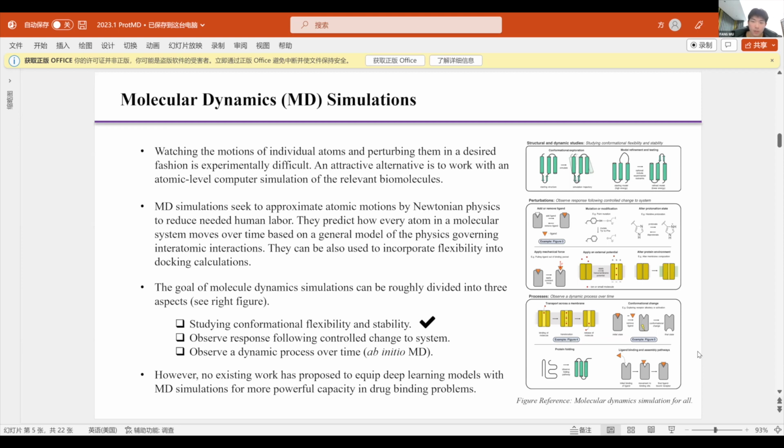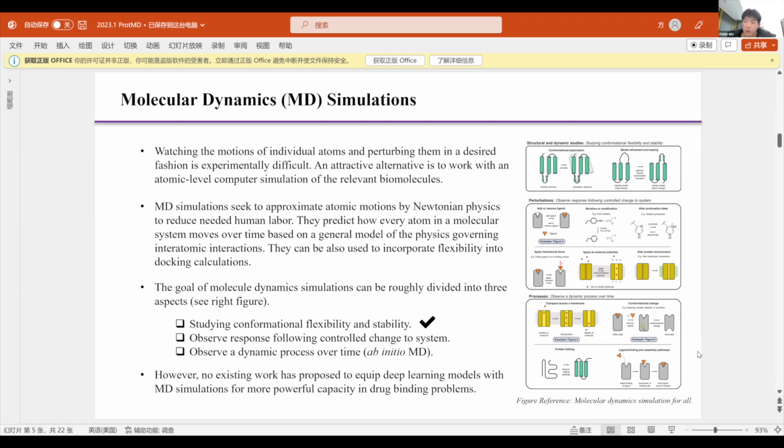So what's the aim of MD simulations? There are three aspects majorly. First is to study conformational flexibility and stability. That is what we use in this work. But apart from that, you can also observe the response following a controlled change to the system, right? And you can also observe a dynamic process over time. That is called ab initio molecular dynamics.